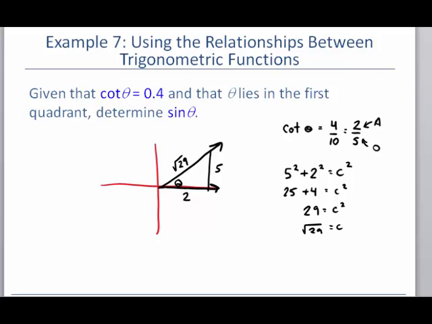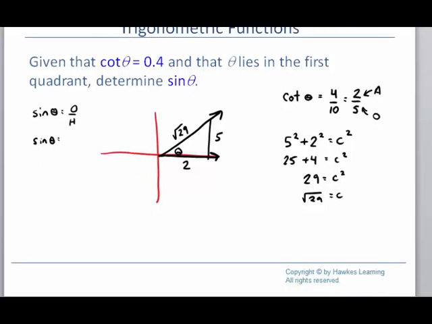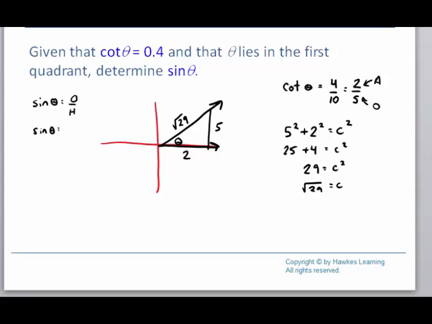The problem asks us to determine the sine. So to determine sine, we remember that sine is opposite over hypotenuse. So our opposite value will be 5, and our hypotenuse will be the square root of 29. We will rationalize that so that we do not have the square root in the denominator, which gives me a sine value of 5 square root of 29 over 29.